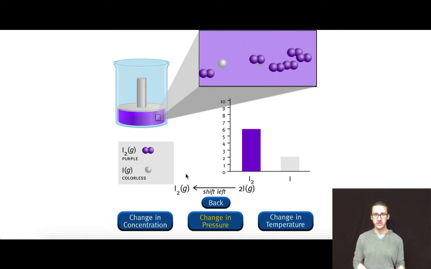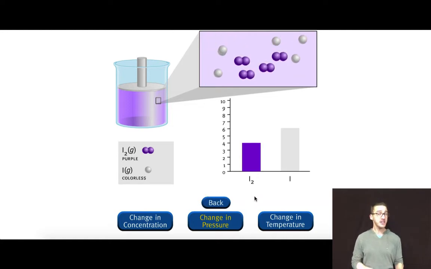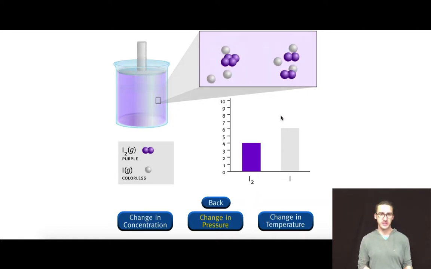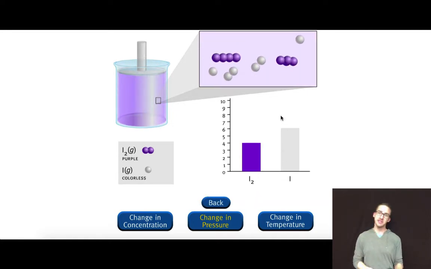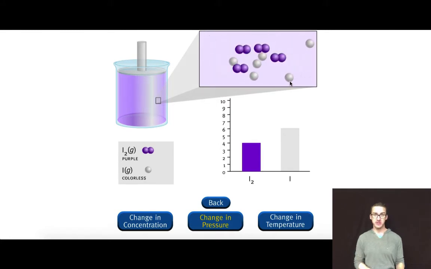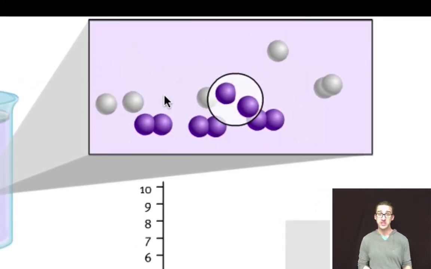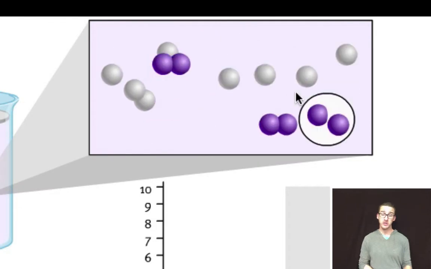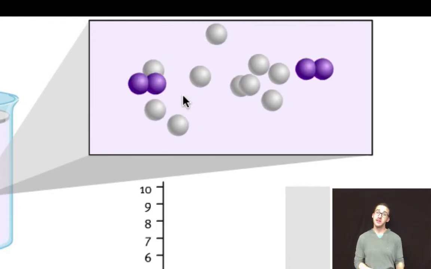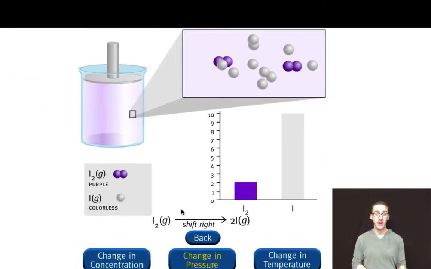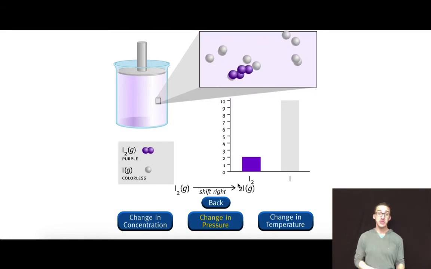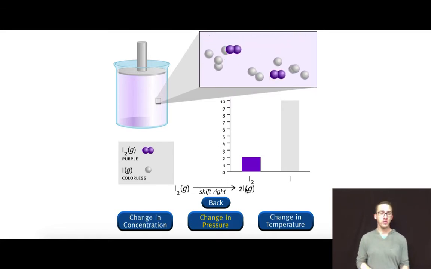Conversely, if I decrease the pressure or increase the volume, watch what happens here in my equilibrium system. Notice now some of those iodine molecules break apart to form individual iodine atoms. The reaction shifts to the right, to the side that has a greater number of moles of product.